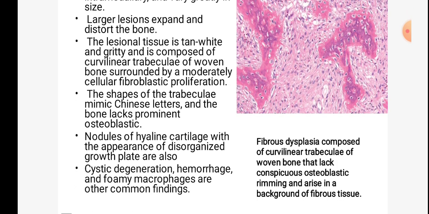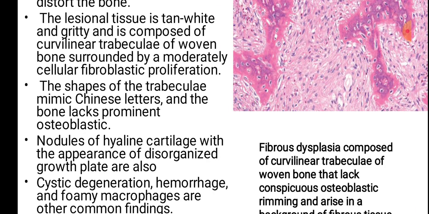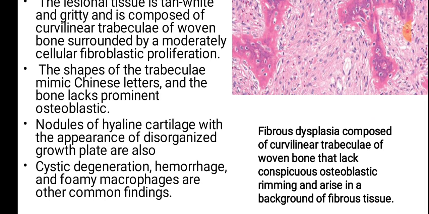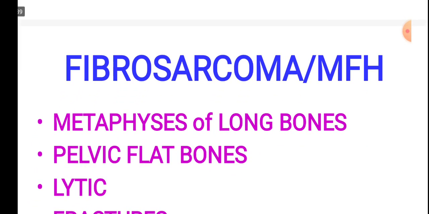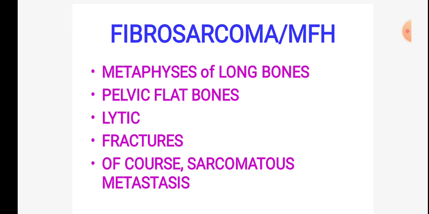So this is again the microscopic picture there. The curvilinear trabeculae of the woven bone that lack conspicuous osteoblastic rimming. Coming to fibrosarcoma or the malignant fibrous histiocytoma, this can now also be seen in bones. Where? In the metaphysis, the site of long bones.